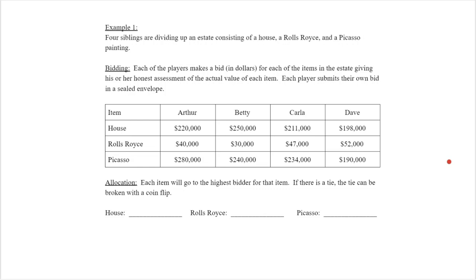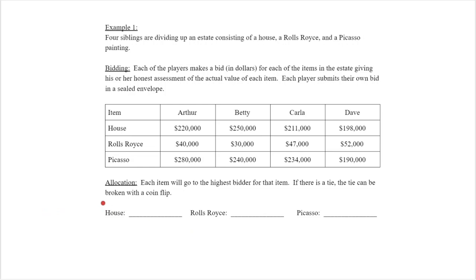Each of the players has to make a bid in dollars for each of the items, giving their honest assessment of the actual value of each item. And each player is going to write this down and put it in an envelope, so that they can't change their answer later. So we have Arthur, Betty, Carla, and Dave, and they have each said how much they think each of these items, the house, Rolls-Royce, and the Picasso, are worth. So that's our first step.